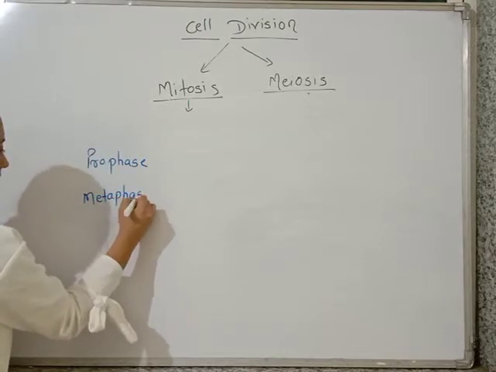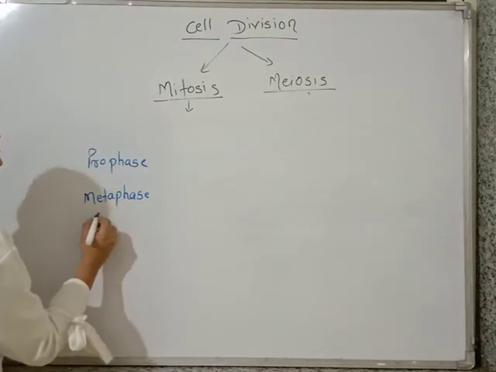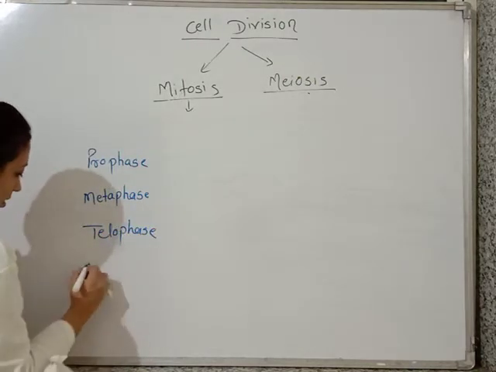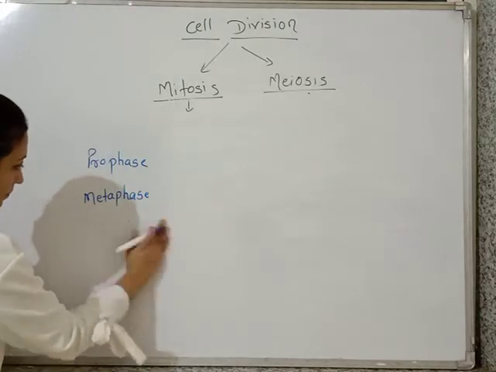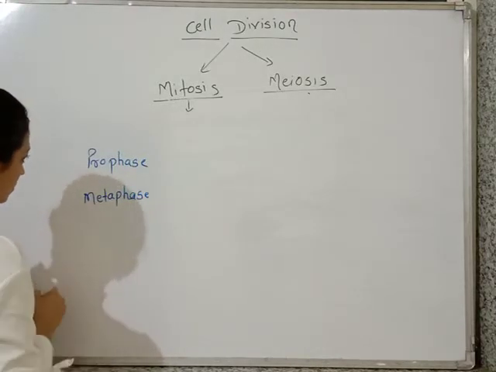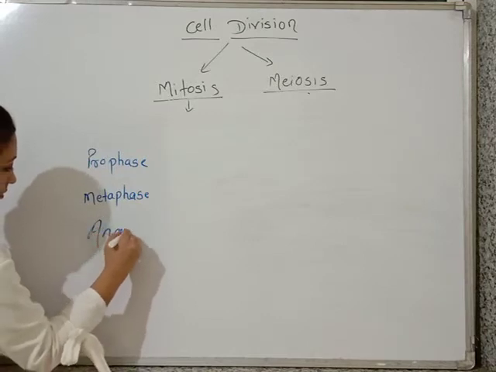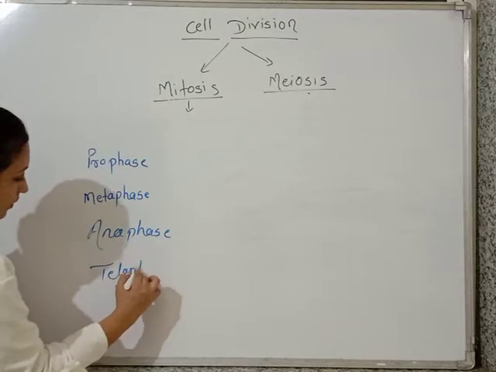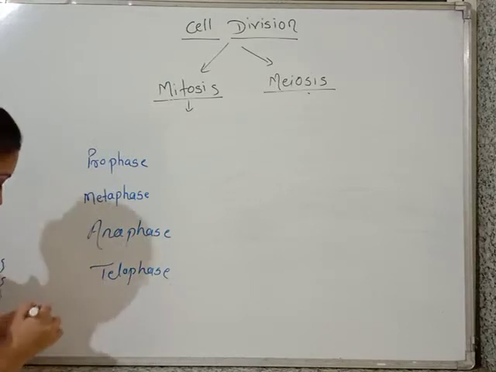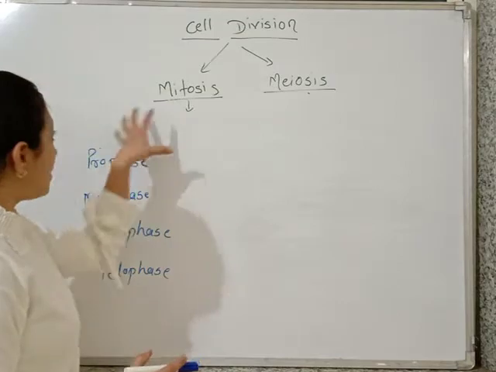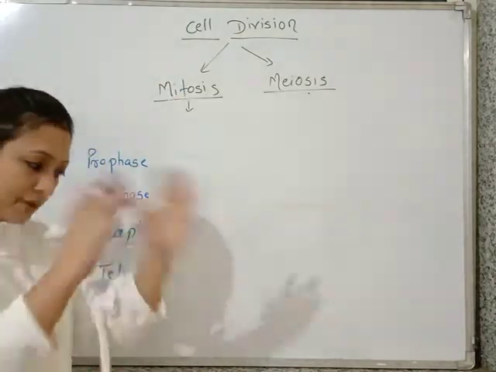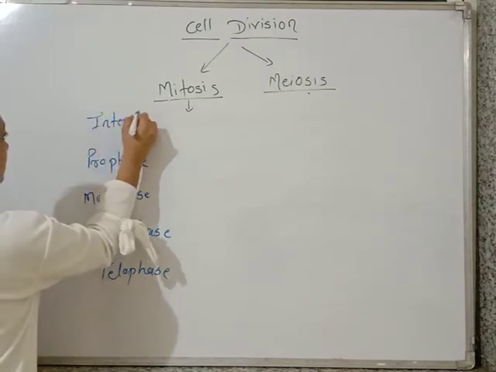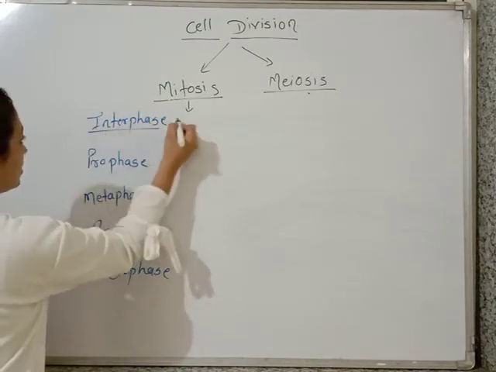The next is telophase, and the fourth is sorry. This is the anaphase, and the last is telophase. Okay, so these are the four stages that happens in the mitotic cell division, and before this there is an interphase. Okay, there is an interphase.